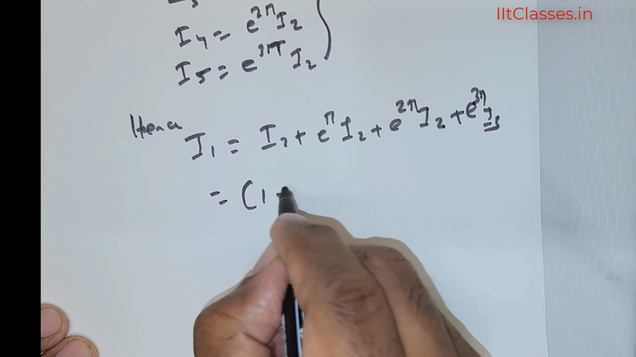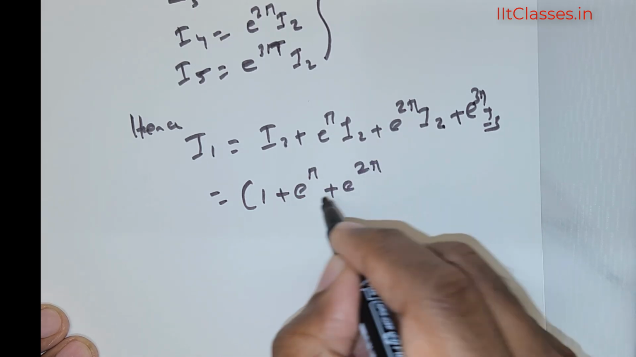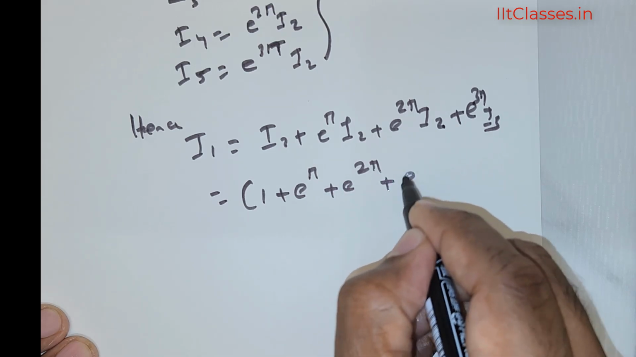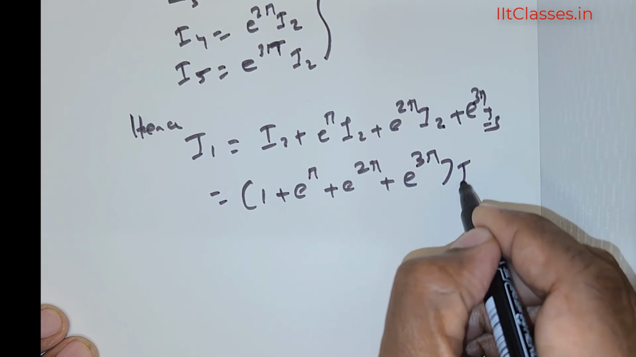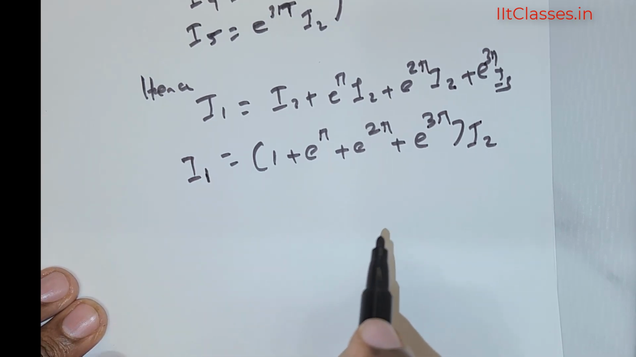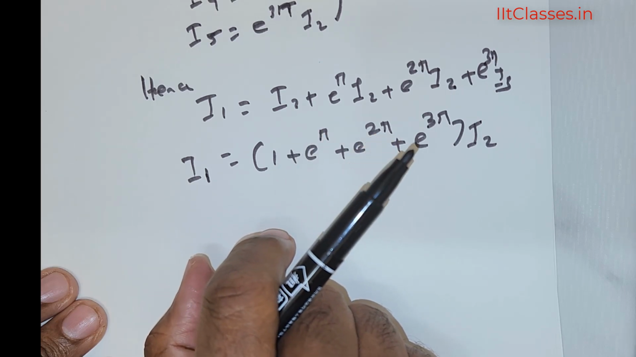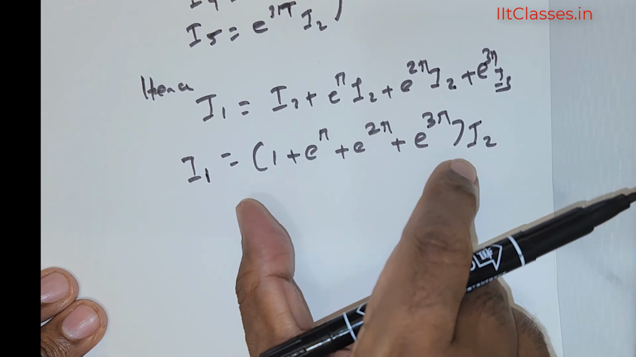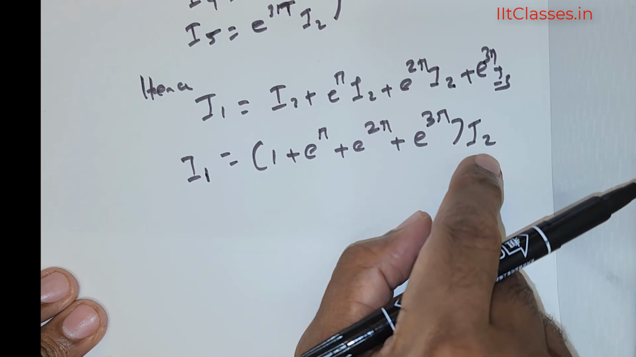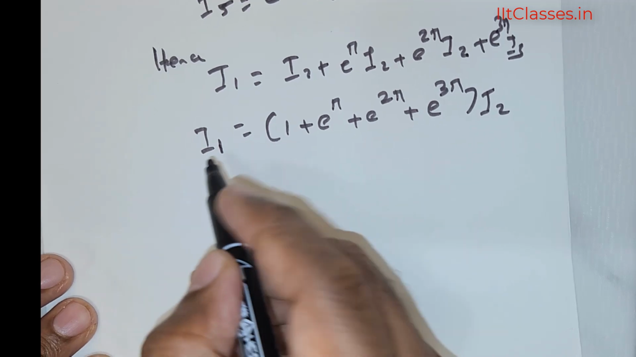I can take I₂ out, so this is going to give me (e^π + e^(2π) + e^(3π)) times I₂, and on the left I have I₁. So in place of I₁ we will have to use this. But what is this I₂ and what is this I₁?